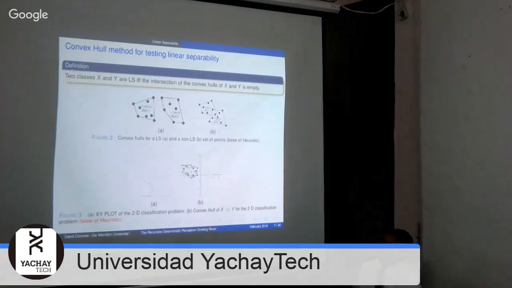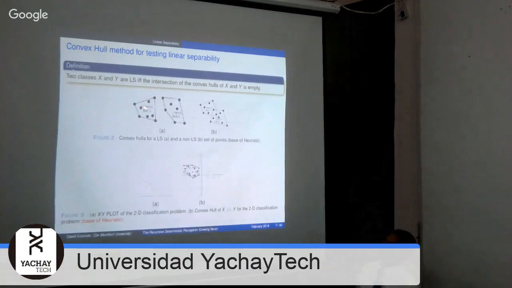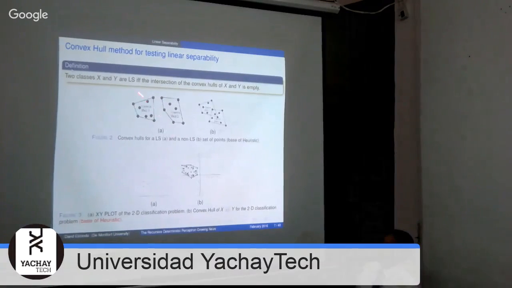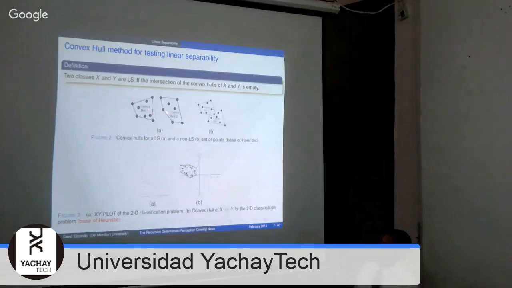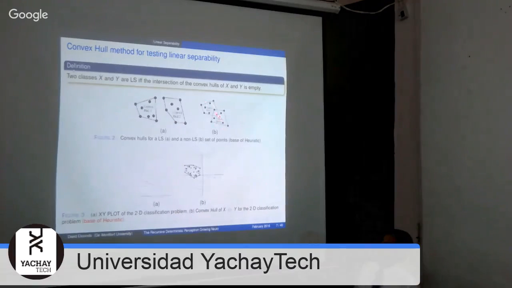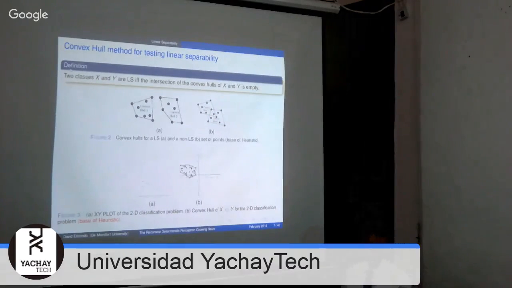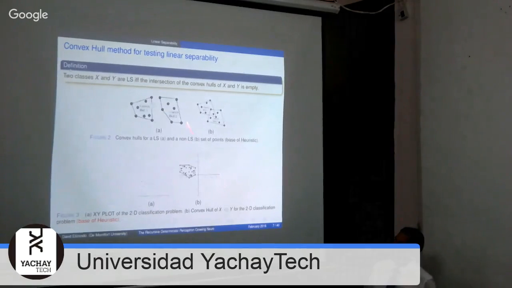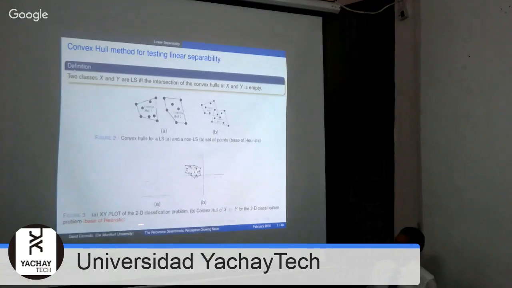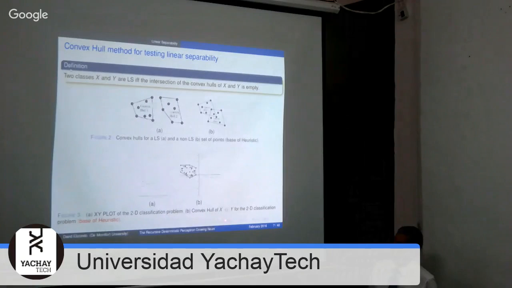Right, so based on the convex hull again, these are the convex hulls of the two classes. If the intersection is empty, like in here, then there's an infinite number of planes that can separate class 1 from class 2. If the intersection is not empty, then we can conclude that the two classes are not linearly separable.